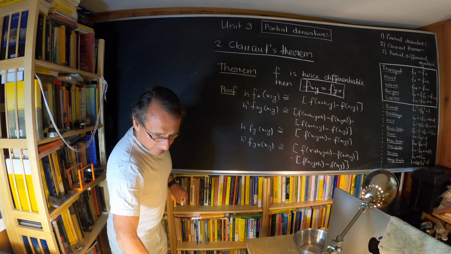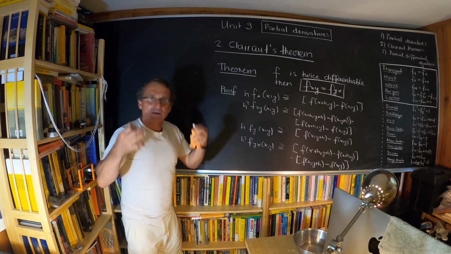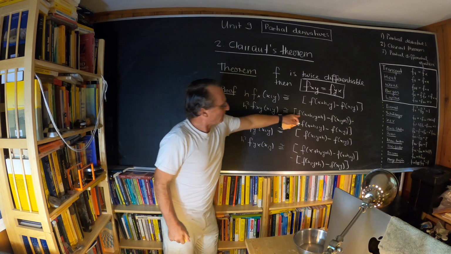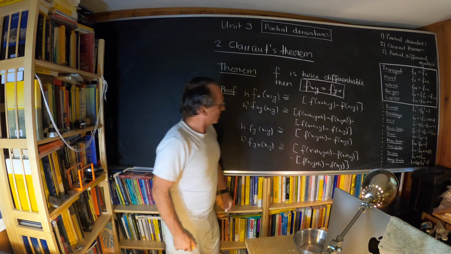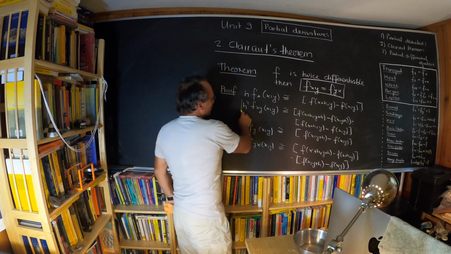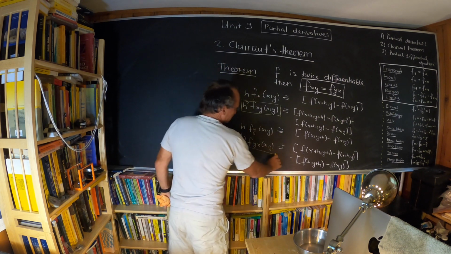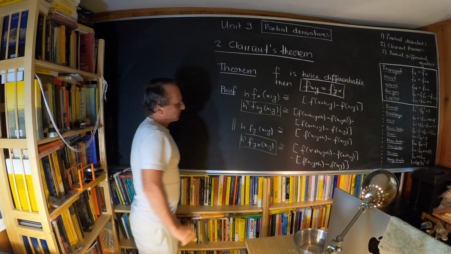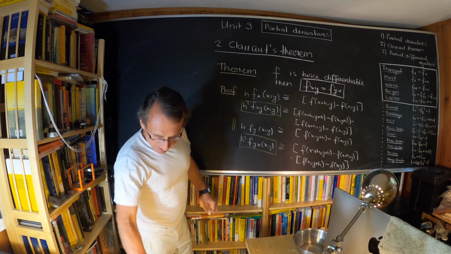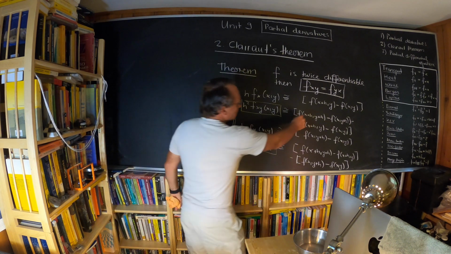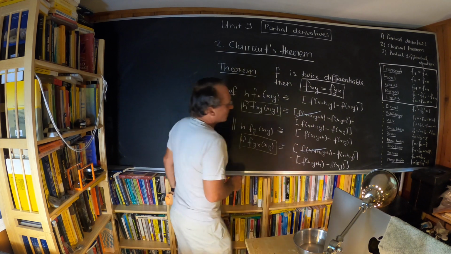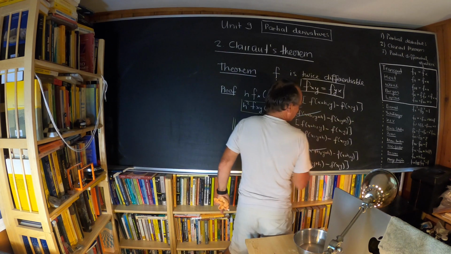Now, let's see. Candy Crush time. What we have is f(x+h, y+h). We have to compare these two things, this and this. So they're actually equal. You can see they are equal because they are. We can see this part here, and we can see this part.